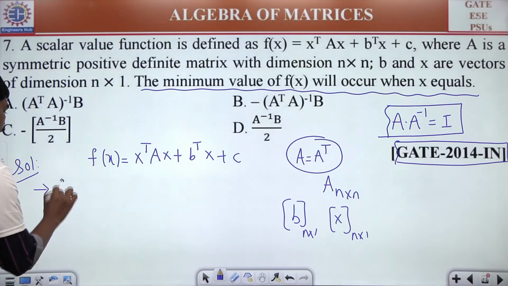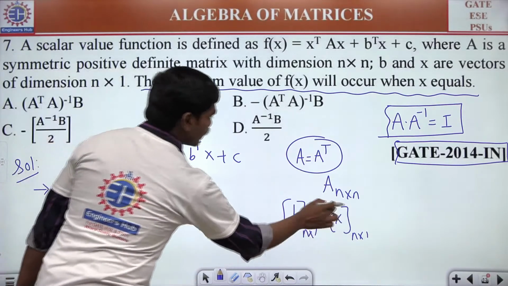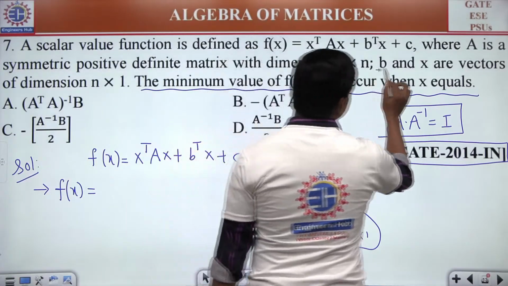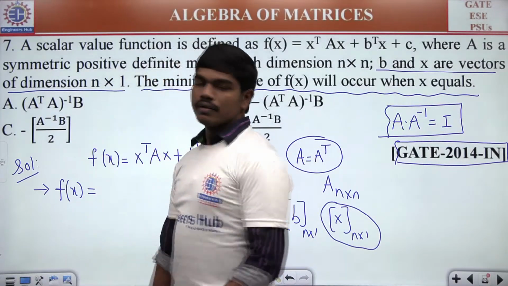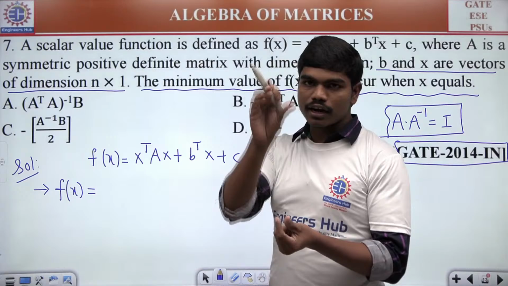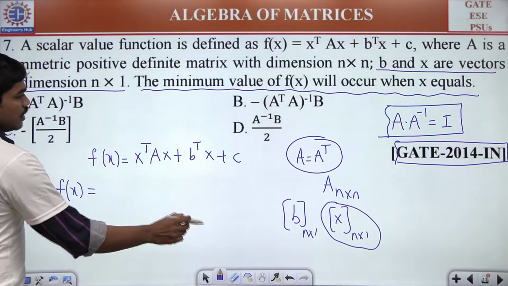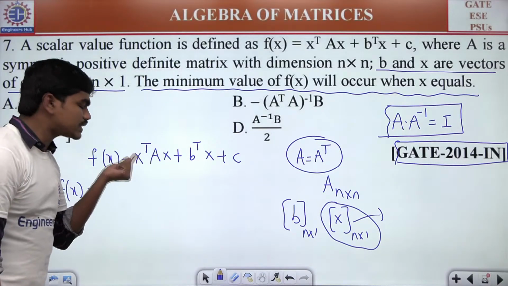See carefully. f of x is equal to x transpose... Given clearly that x is an n by 1 vector. Correct? In the statement it was mentioned b and x are vectors of dimension n by 1. If they are n by 1, that means they have n rows but only a single column. So we have something like this. This is an n by 1 matrix. So can you tell me what could be the order of this x transpose?